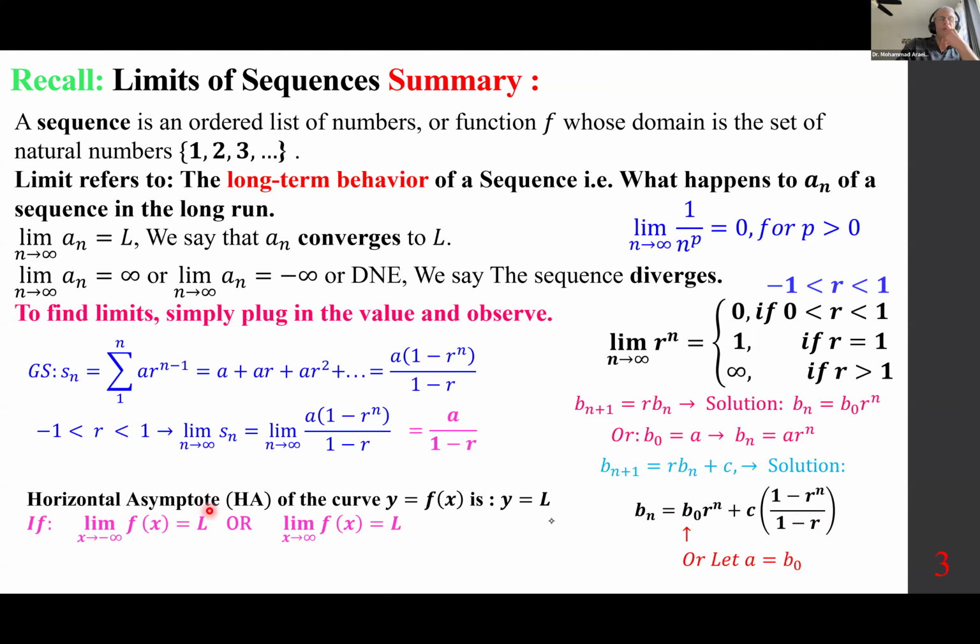Finally, the definition of a horizontal asymptote for a function y equals f of x. If the limit of f of x as x approaches negative infinity is L, or the limit of f of x as x approaches infinity is L, then we say y equals L is the horizontal asymptote for the function y equals f of x.